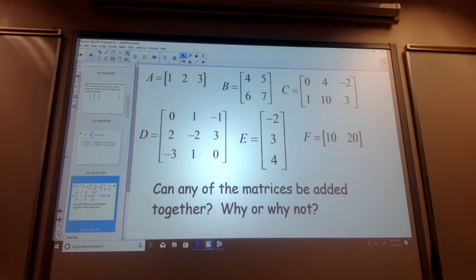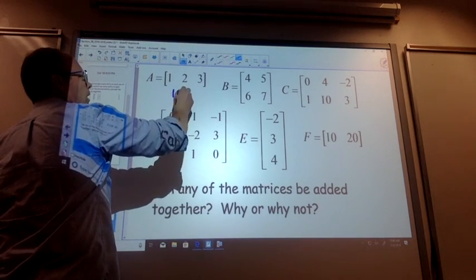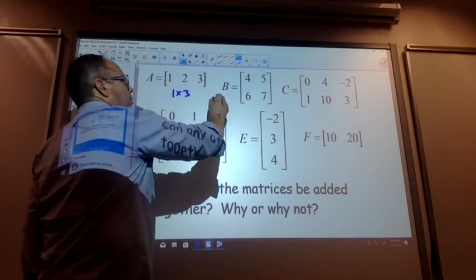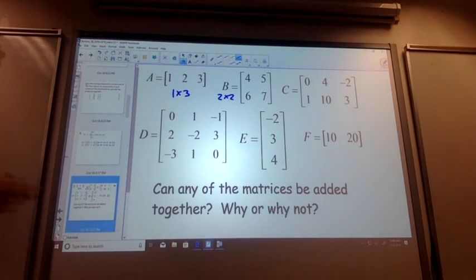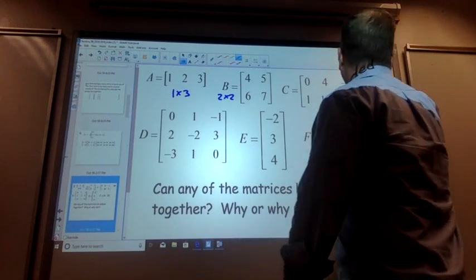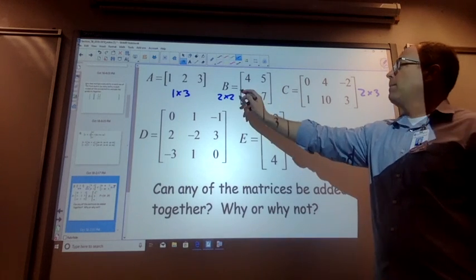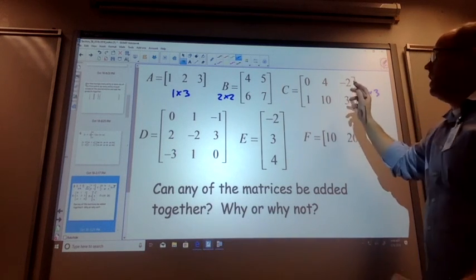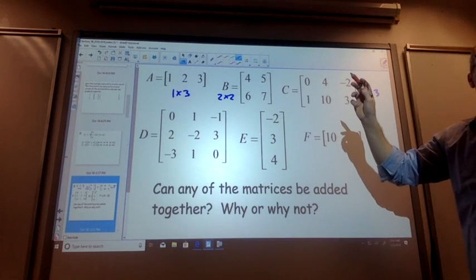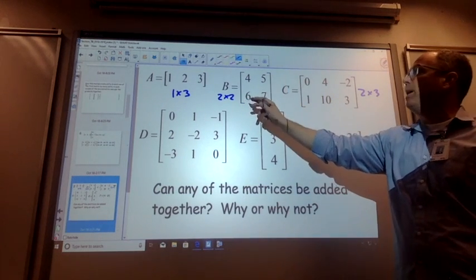Can any of these matrices be multiplied together? This one is a 1 by 3, agreed? This one is a 2 by 2, agreed? Can I multiply either of those together? No. This one is a 2 by 3. Can that be multiplied with any matrix? If I multiply B times C in that order, yes. I can't multiply C times B.